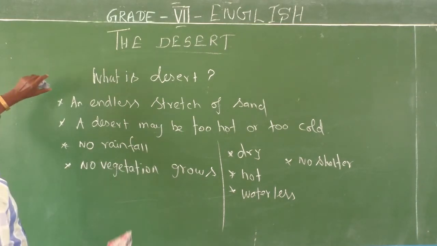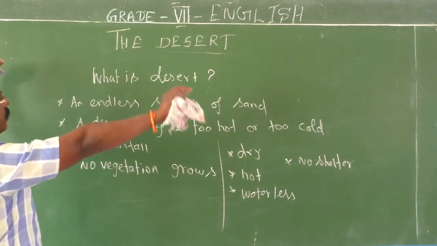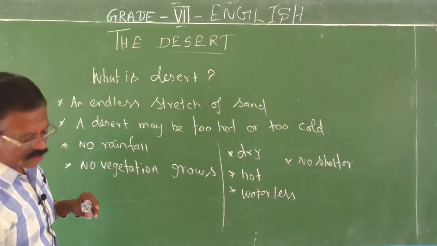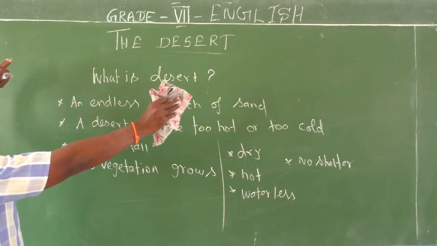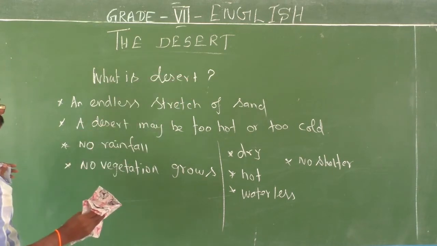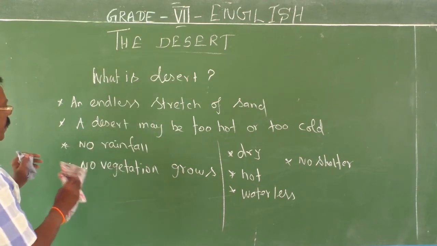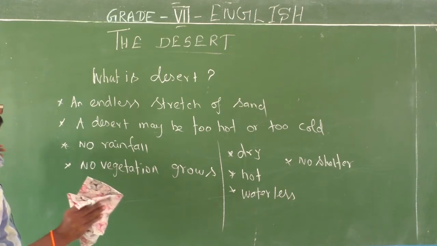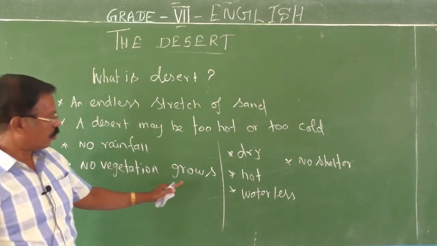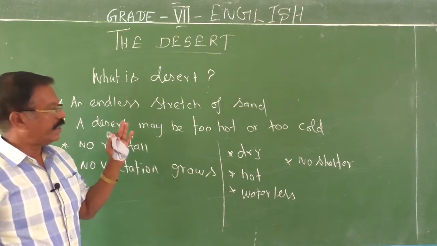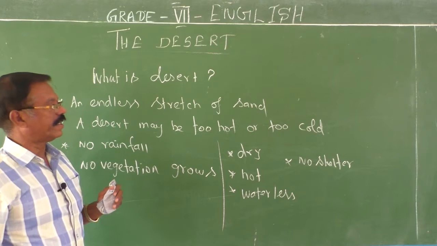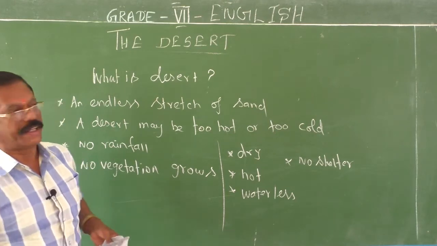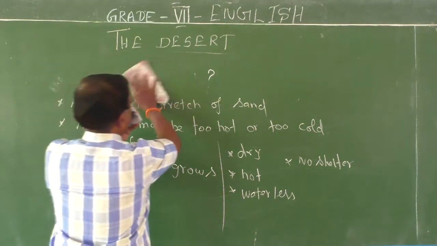What's a desert? A desert is a vast stretch of land covered with sand. A desert may be too hot or too cold. A desert is a place where there is no rain at all, no rainfall. No vegetation grows here. It is very dry and very hot. It is a waterless region and there is no shelter. Okay, next screen.